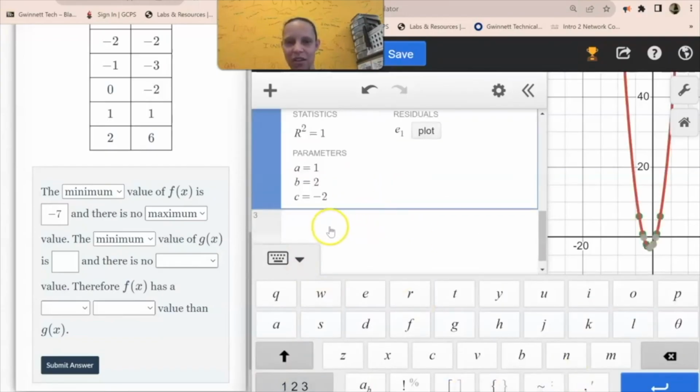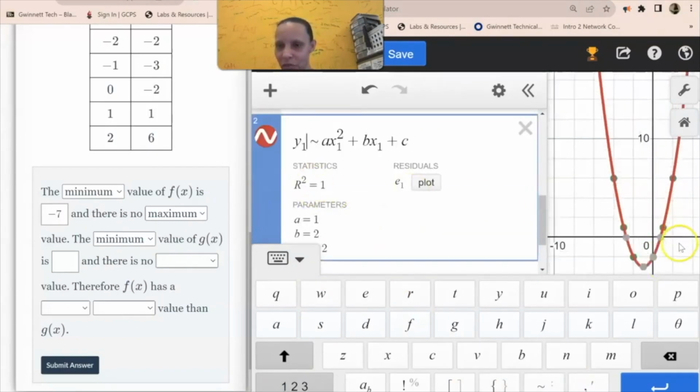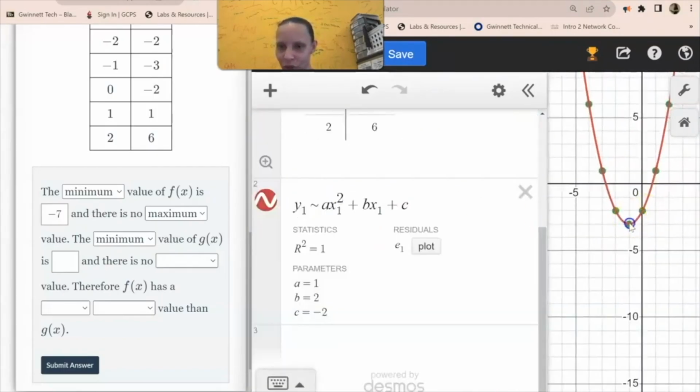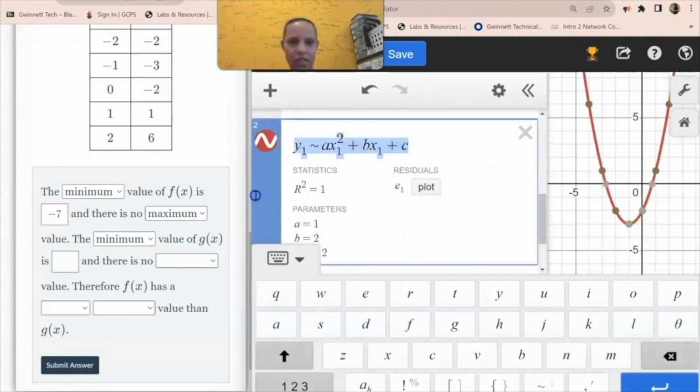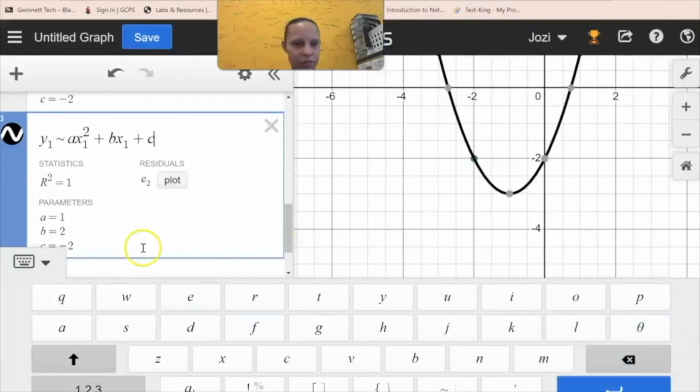As soon as you do that, notice what happened. It drew it for you, right? So now we can zoom in because it drew it for you. And my point is (-1, -3). How do I know that? I'm going to take the equation again. All right, let me make this bigger actually.